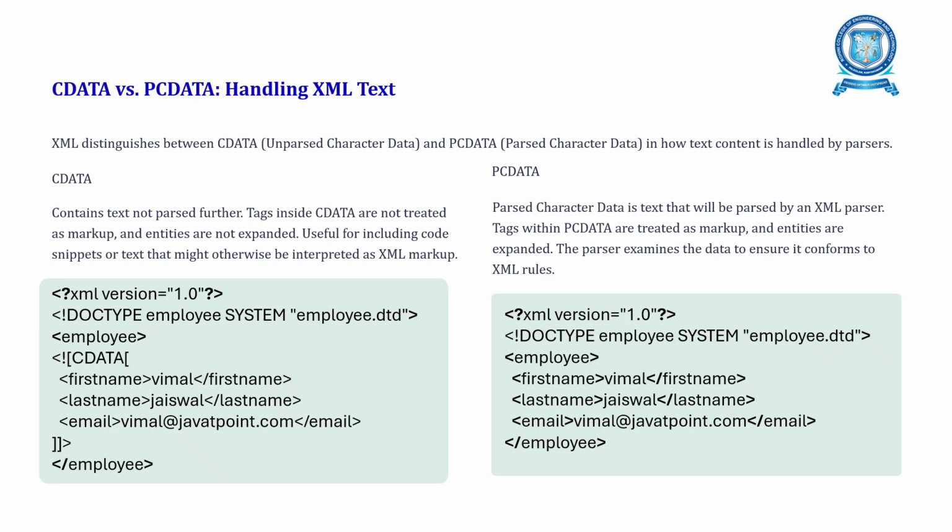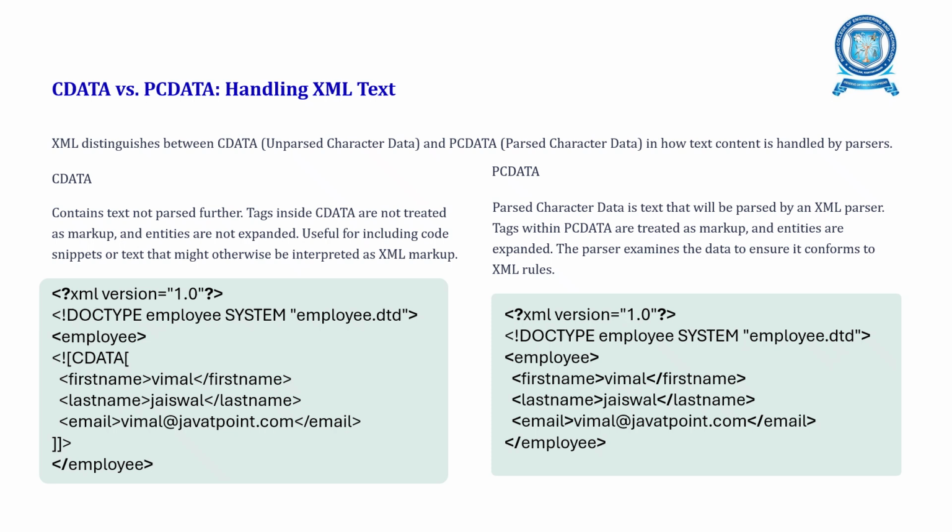CDATA versus PCDATA, handling XML text. XML distinguishes between CDATA, unparsed character data, and PCDATA, parsed character data, in how text content is handled by the parser. CDATA contains text not parsed further. Tags inside CDATA are not treated as markup and entities are not expanded. Useful for including code snippets or text that might otherwise be interpreted as XML markup.